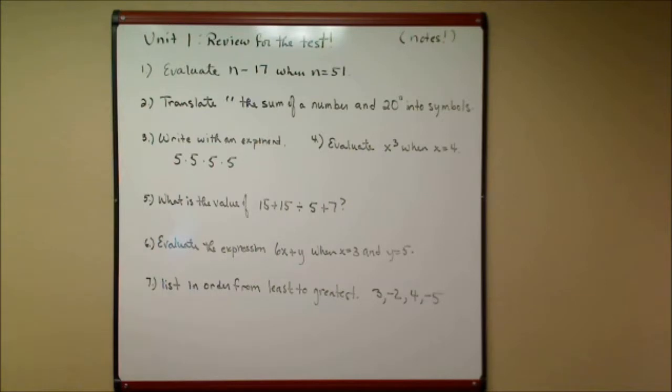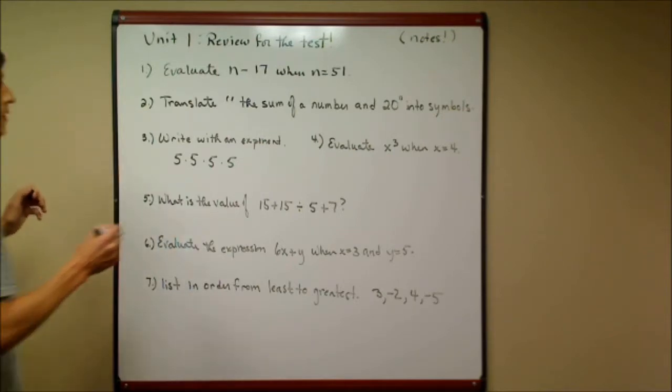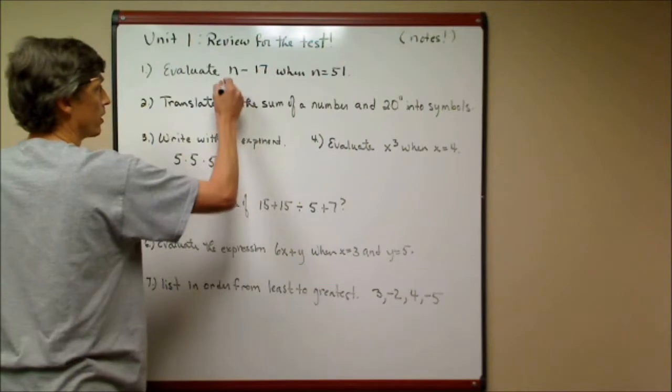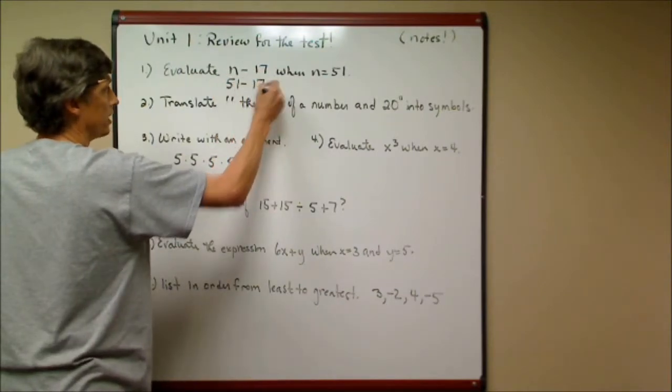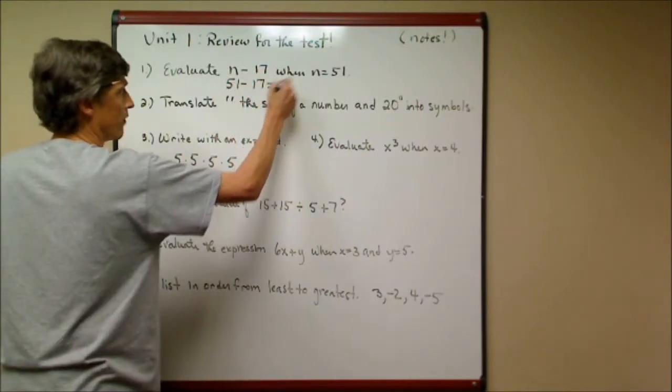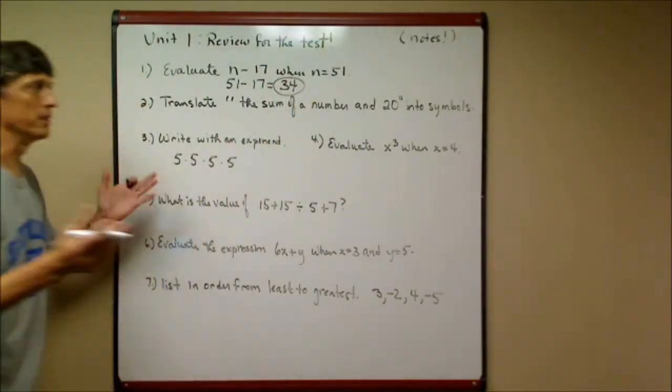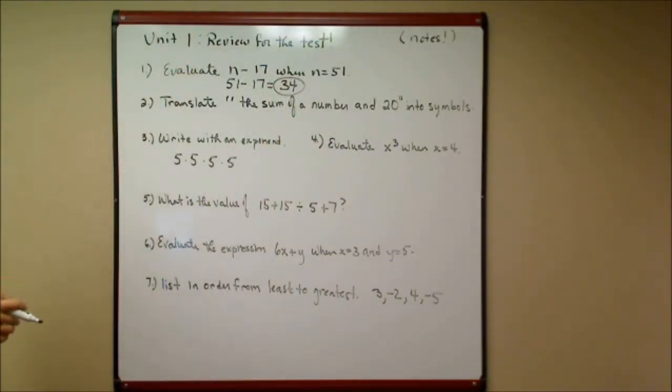Problem number 1 here, in no particular order. Problem number 1, evaluate n minus 17 when n is 51. Now this we had actually way back at the beginning of the unit. I'm going to substitute 51 in here. I get 51 minus 17. And I do a little bit of arithmetic, and if I'm not mistaken, it's 34. That was an easy one. You got to hope there's lots of problems like that.